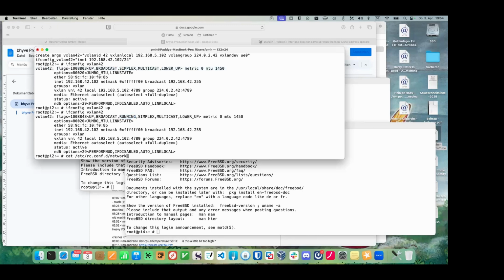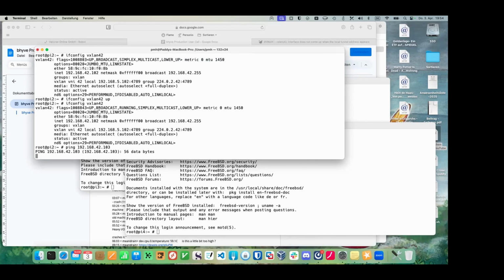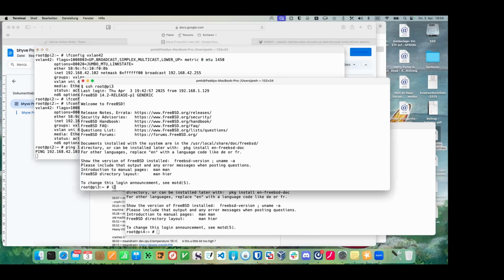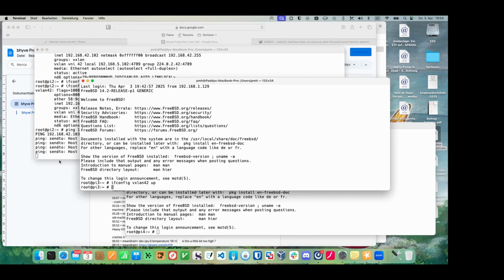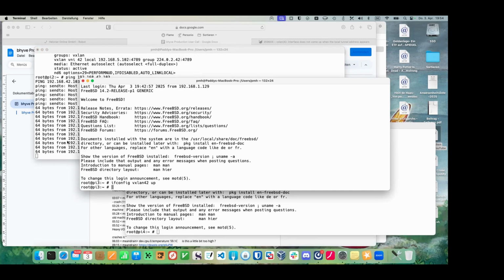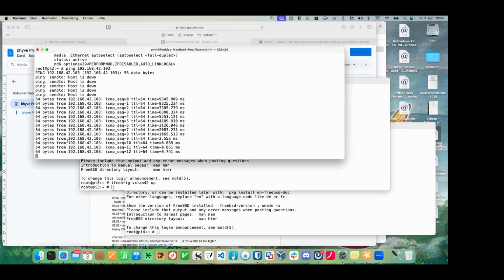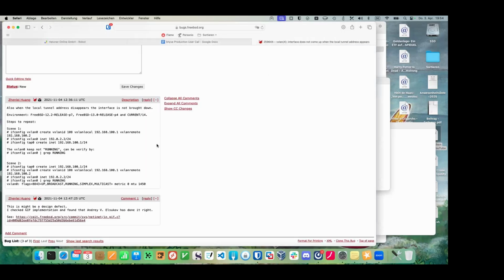So now when I try to ping, I don't get the no route to host, but I get no answer, unless, of course, on the destination, same problem there. So VXLAN 42 up. And now it's much happier. Then we have connectivity. And this is the bug from 2021.